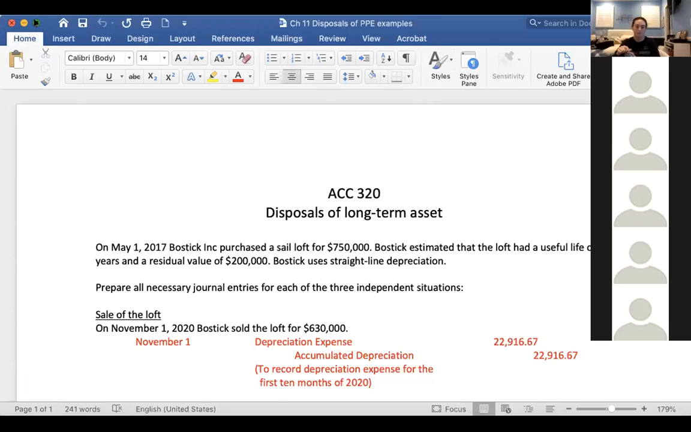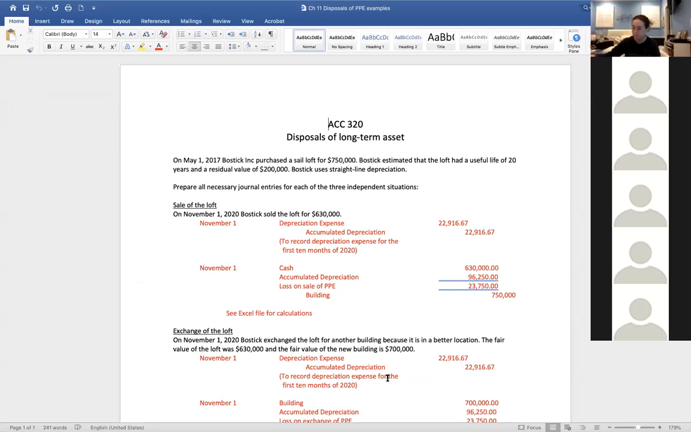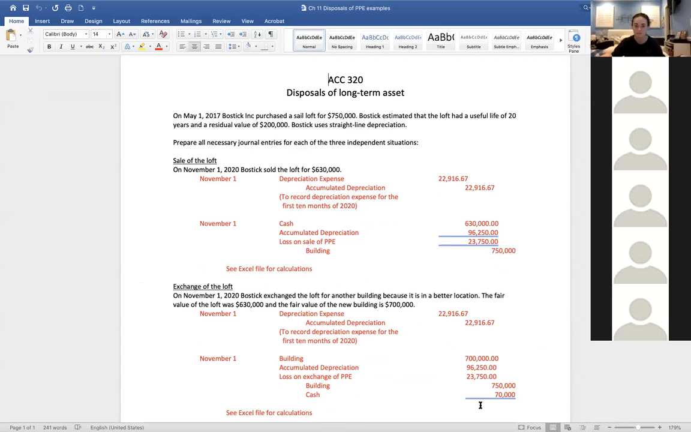All right, and I'm going to be going back and forth between this sheet and the Excel sheet that shows how these numbers were calculated.